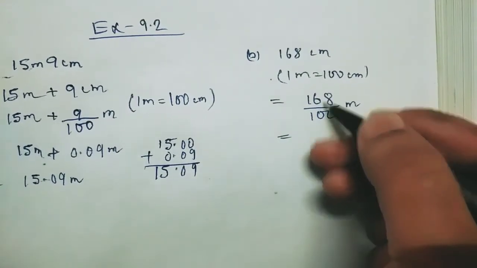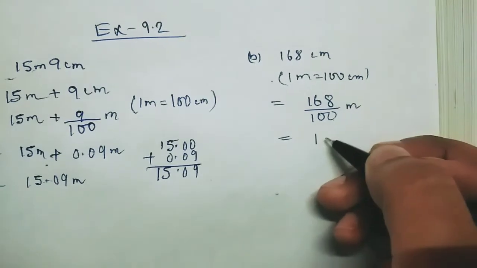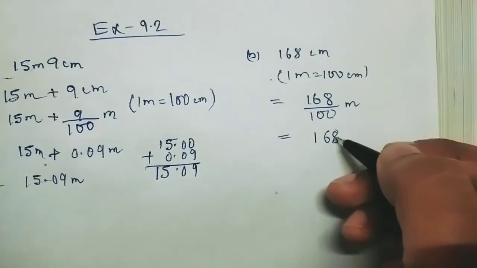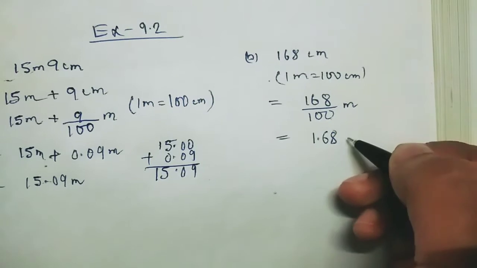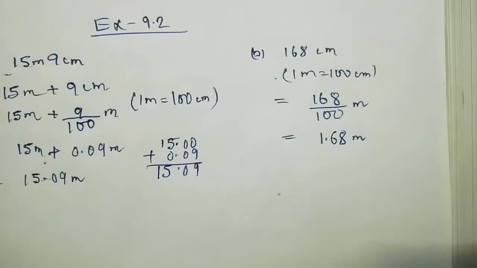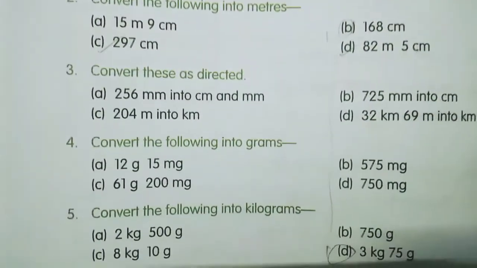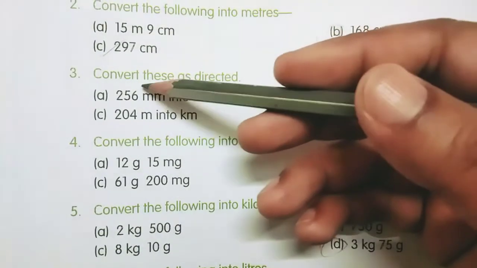So you know how to convert a fraction into a decimal. Two zeros are there. That means the point will come before two digits. That means 168 is there. So the point will come before two digits. That means here. So it is 1.68 meter. Understood? Very easy. So you will do these two questions C and D in homework. Understood? So now convert the 3 number.